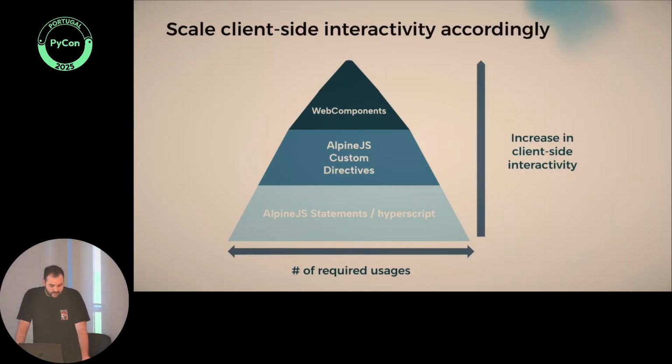So this is a scale that shows if your app is good for this type of architecture. You should have an increase in client-side interactivity, use less high interactivity, and you'll see that the scale adjusts to the required usages. So if your app has a lot of small interactivity, you'll use a lot of Alpine.js statements, very few custom directives, and even very few web components. If it doesn't scale like this, it's probably best to use an SPA or other types of applications.